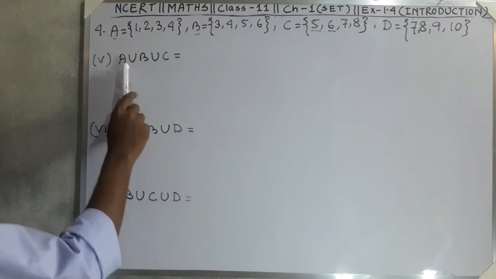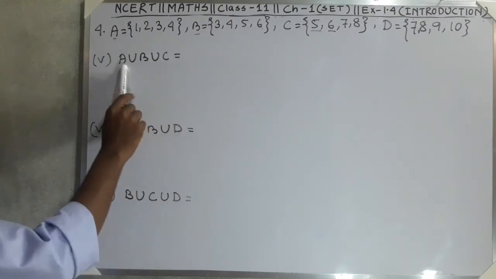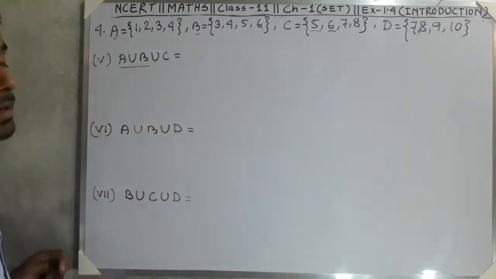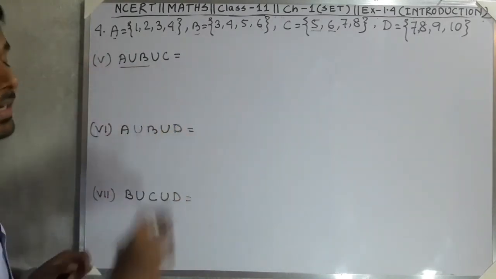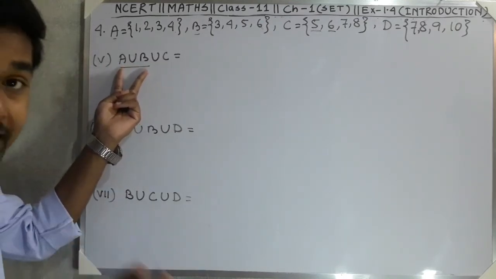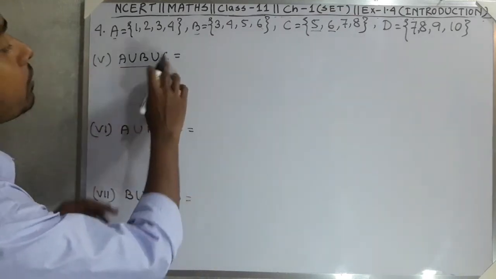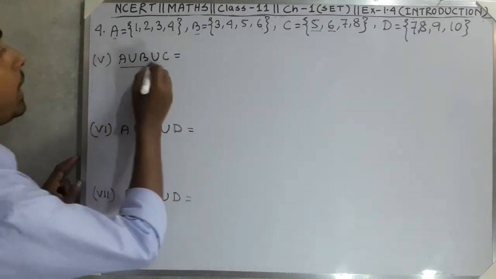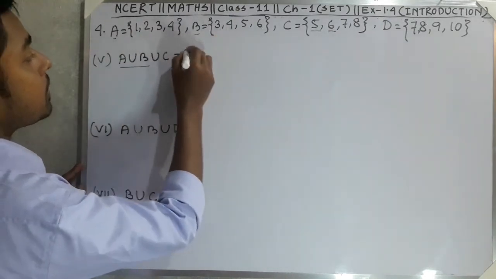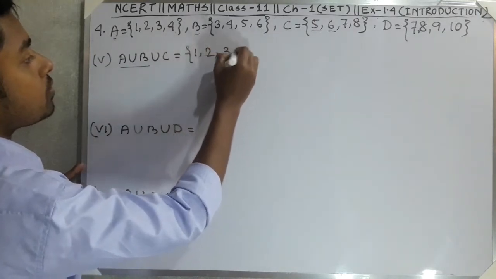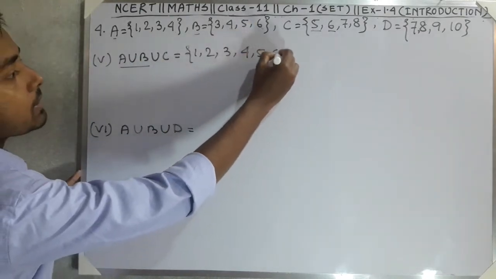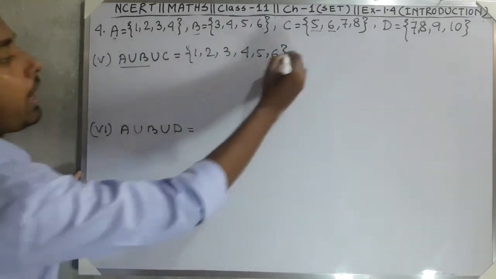Now question number 5, A union B union C. We have to find out A union B union C. So first of all, we will find out A union B, means two sets we will take at a time, then we will find out the union with C. Okay, so A union B is equal to what? 3 4 are the common elements. So 1 2 3 4 with the common elements once, then 5 and 6.